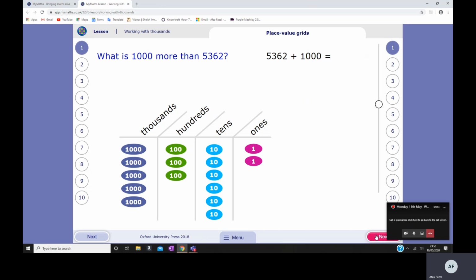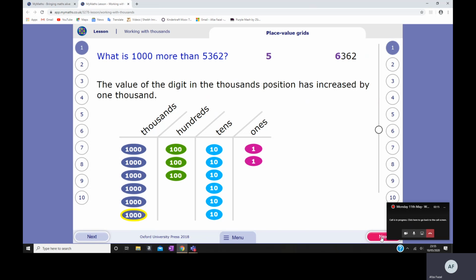So here's the number 5362. What's 1000 more? Again, we're going to add 1000, so I'll put a 1000 counter in. Now we're going to count, so now I have 6000s. Only the thousands have changed this time as well. So our number is 6362. Now the value of the digit in the thousands position has increased by 1000 again.